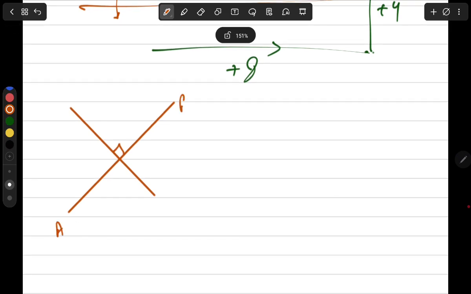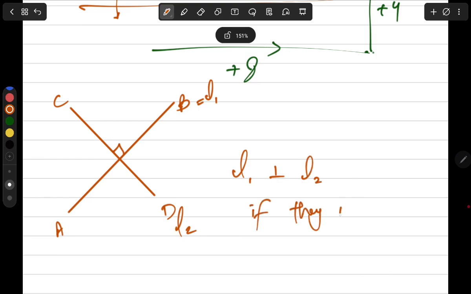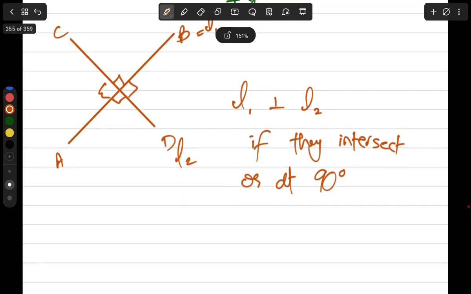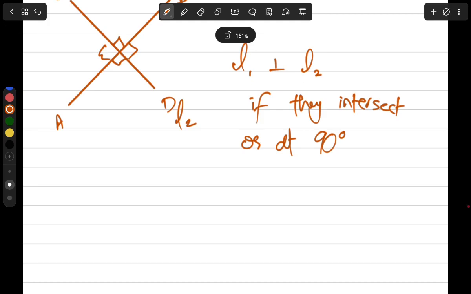Then such lines, let's call this line AB and let's call this line CD. Let's call this line 1 and this line 2. Then line 1 is said to be perpendicular to line 2 if they intersect at a right angle, or at 90 degrees here, right? So the intersection point has 90 degrees between them. Now, a lot of teachers say that you flip and change sign. Don't do that, okay?